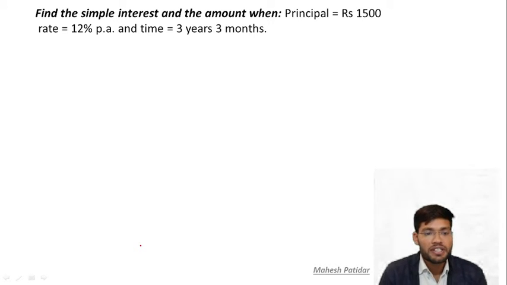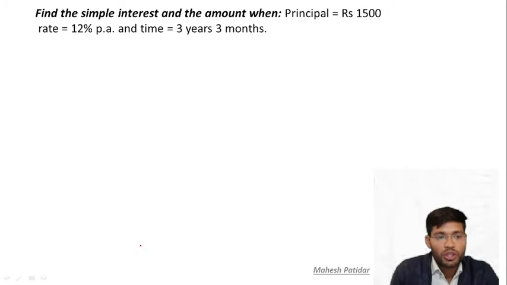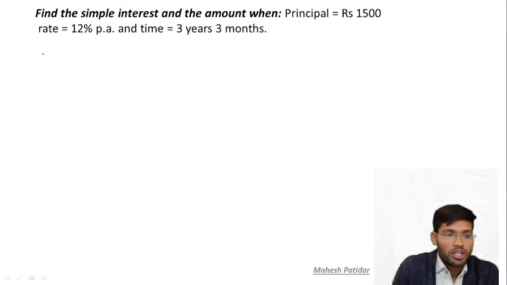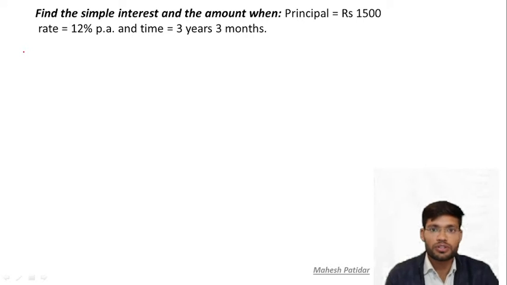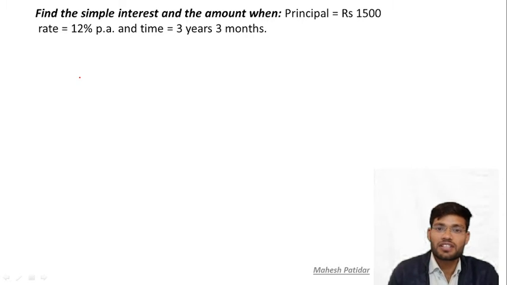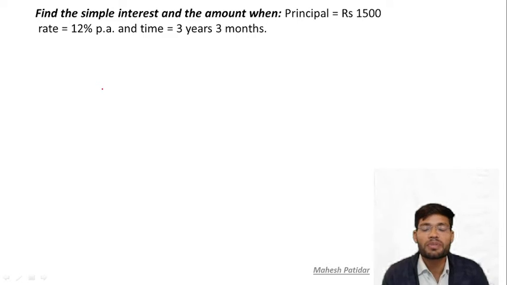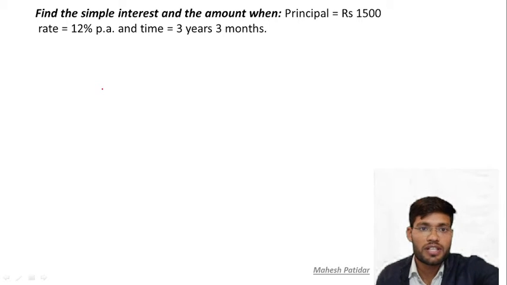Find the simple interest and the amount when principal is rupees 1500, rate 12% per annum, and time 3 years and 3 months. So we have to calculate the simple interest and amount. The solution process of questions should be according to the 9th or 10th standard, because MPPSC clearly mentioned the level of maths and science will be as per the 10th standard.